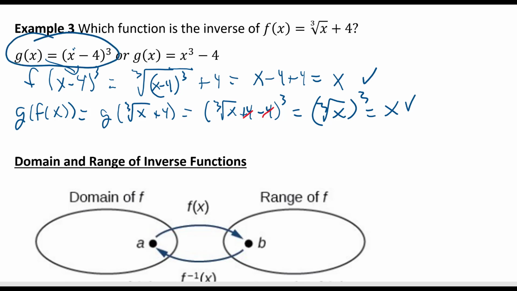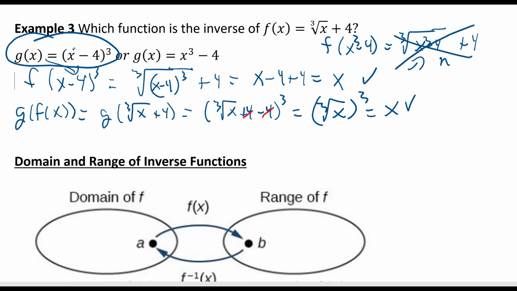The other one's not. If we tried that, f of x cubed minus 4, then we'd have the cube root of x cubed minus 4, and then this plus 4 outside. And this we can't simplify. So that's not going to be an inverse.